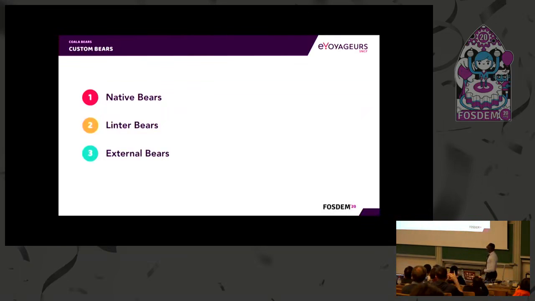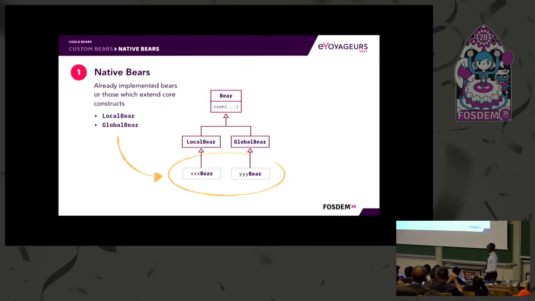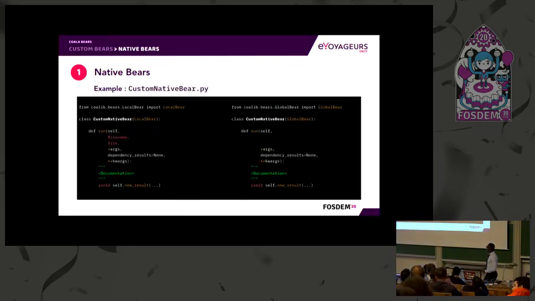So beers. To write a beer, you have three main categories. You have native beers, linter beers to do linting, and you have external beers. What are native beers? Native beers are the beers that extend local beers and global beers. Simply like this. If you want an example, that's a native beer. As you saw, the Hello World beer was a native beer. Then I just implement the run function and yield some results.